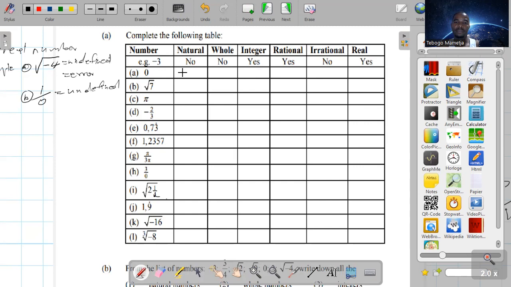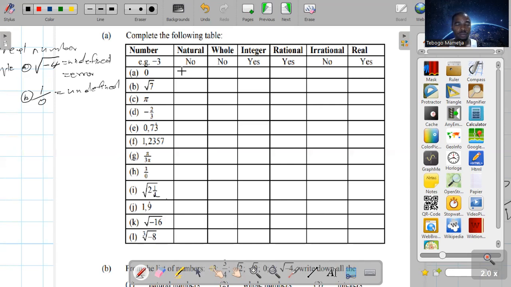Is it a rational number? Yes, it's a rational number. Is it an irrational number? No, a number cannot be both rational and irrational. Since the number is rational, it cannot be irrational. Is the number a real number? Yes, it's a real number. That number can also be found on the number line. So number 1, shall we?